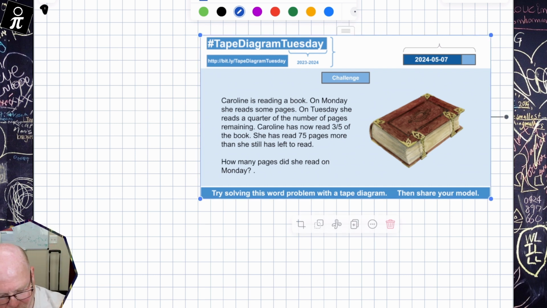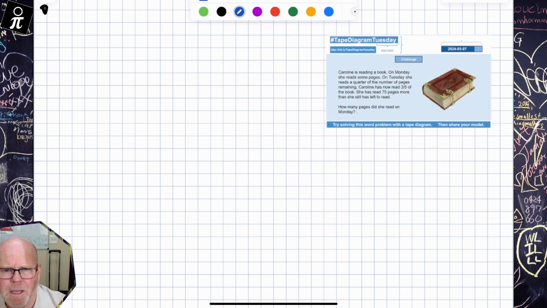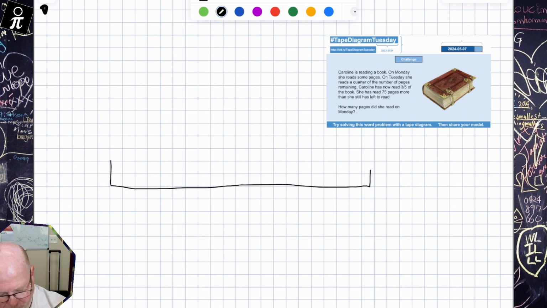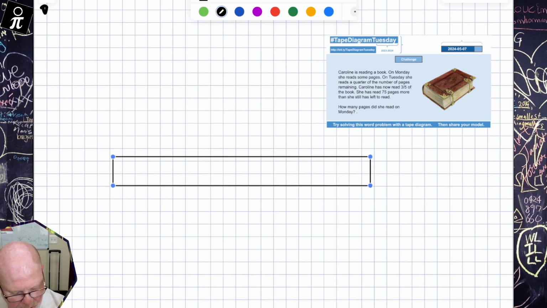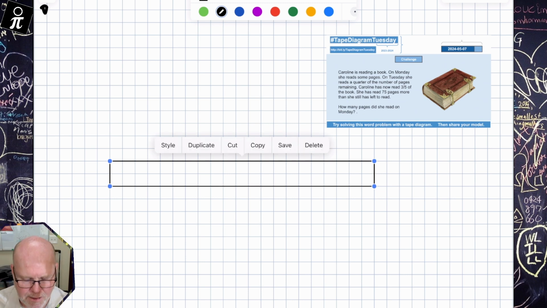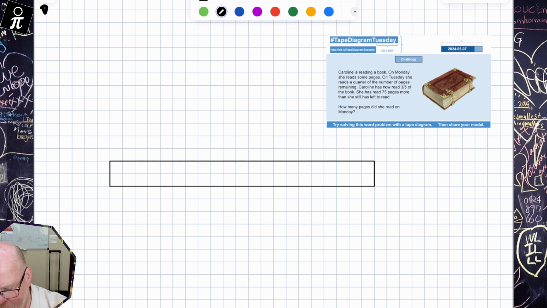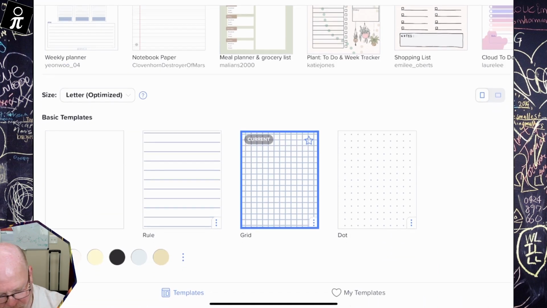Holy moly, there's a lot going on here. All right, so let's see. Let's draw a single tape diagram. So I'm just going to draw a single tape and say, all right, there is our tape to represent the book. All right, and I'm going to turn off the grid because I don't know if I need the grid on this one.